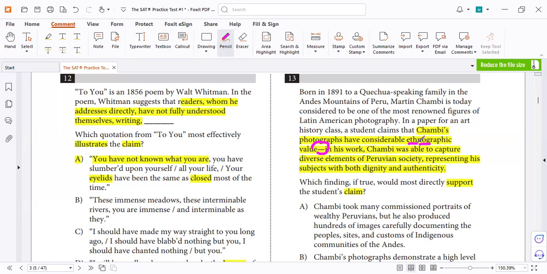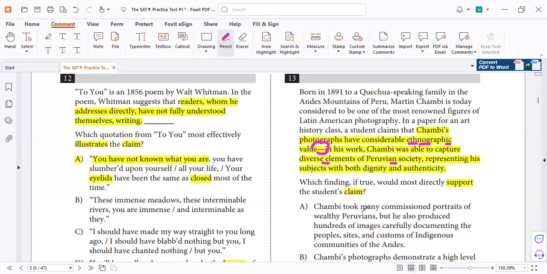Ethno in any word has "eth", which means rules, morals, aspects of life, values. And "graph" means information, and the "ic" is an adjective. So what does ethnographic value mean? He said here, in his work, he was able to capture diverse elements of the Peruvian society. Let's see. So if we need to support it, we need to give examples to make it clear.